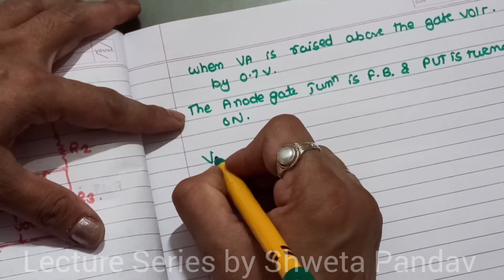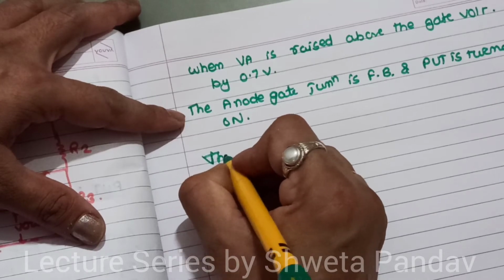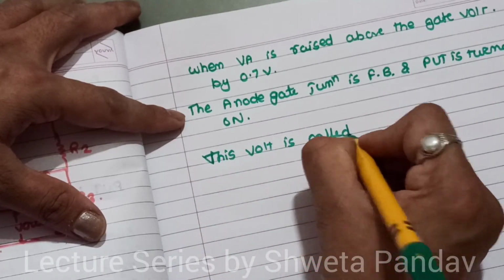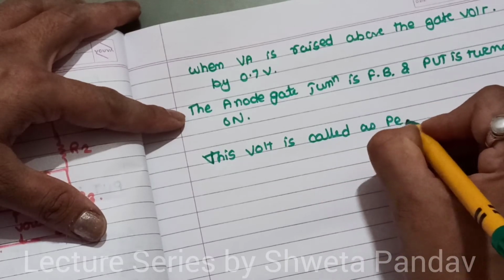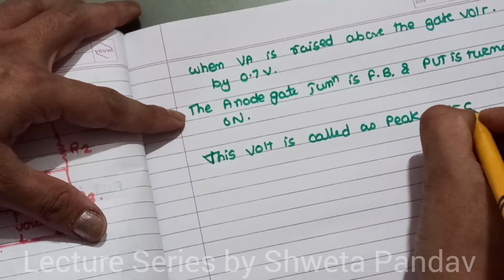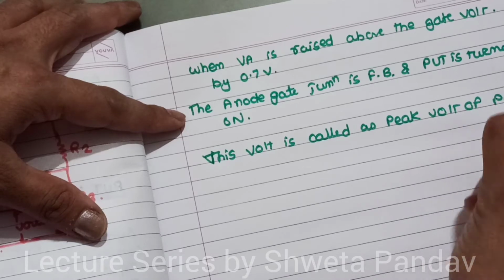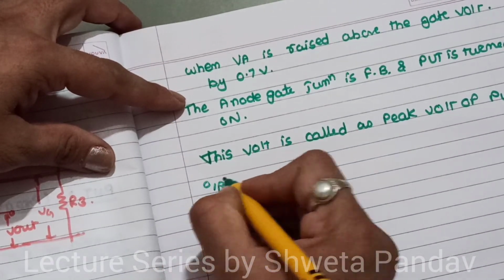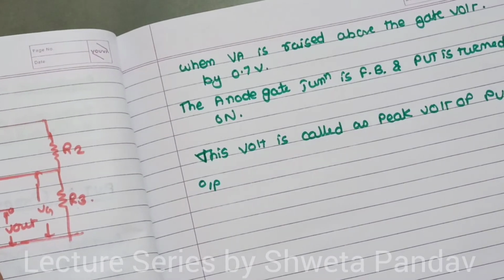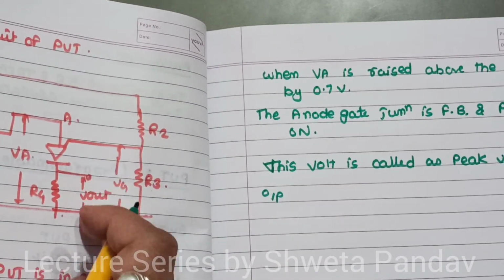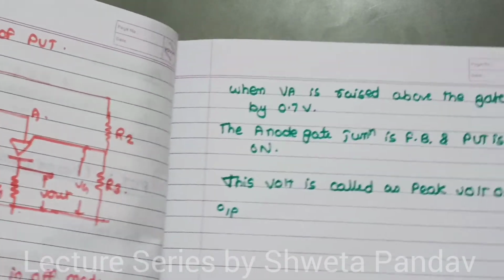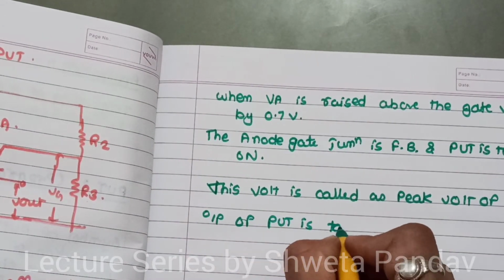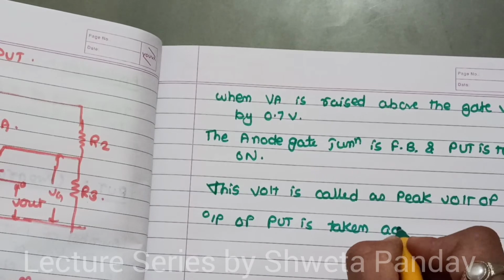So this voltage is called as peak voltage of PUT. Okay. Output of PUT is normally taken at this R4 resistor. The Vout is taken across the R4 resistor.